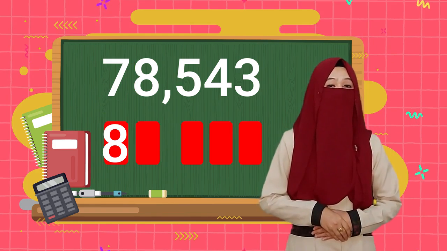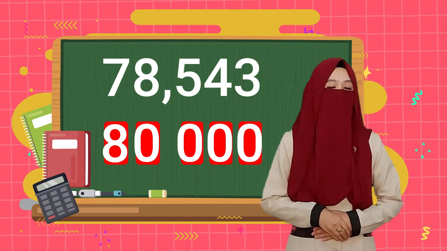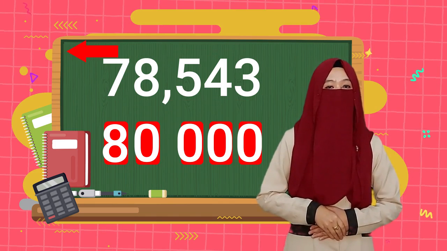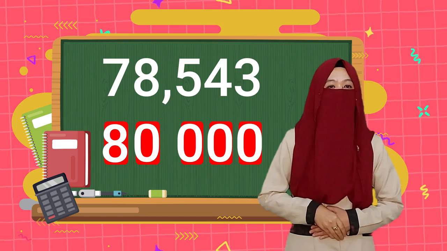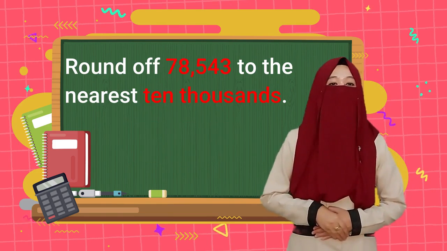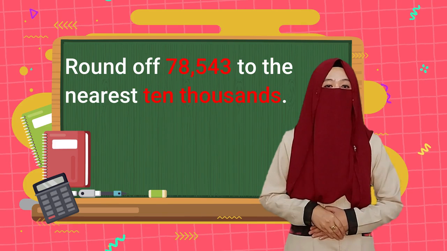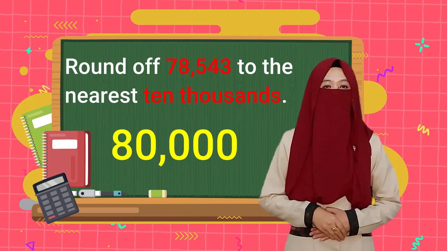Then, let us replace all the digits on the right side of the rounding digit with 0. Take note, there is no digit on the left side of the rounding digit. Therefore, we have to skip that step. So, round off 78,543 to the nearest 10,000. We will have 80,000. Now kids, did you understand the lesson for today?